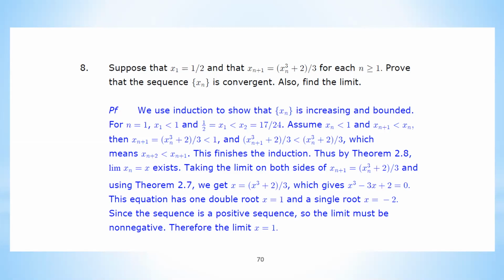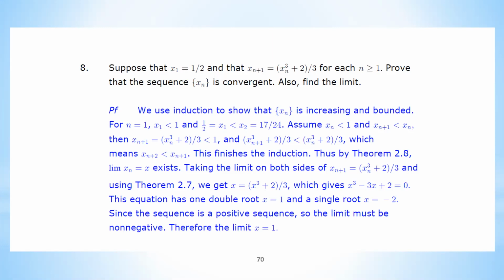Then, since we assume xn plus 1 is less than xn, you take the cube, then plus 2, then divide by 3, and the same relation holds. So this shows that xn plus 2 is less than xn plus 1, and this finishes the induction. This induction has proved 2 things: the first is that the sequence is bounded, the other is that it is increasing. Therefore, by theorem 2.8, the limit exists.